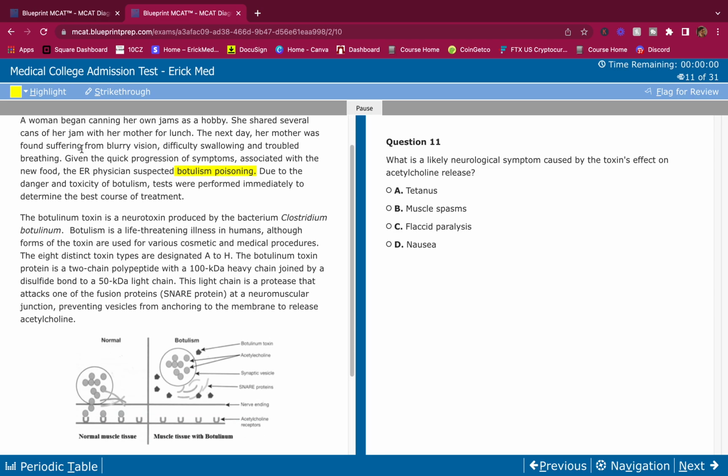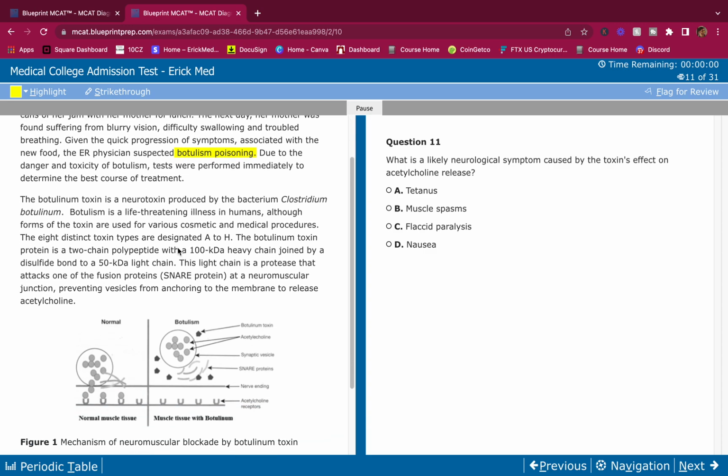Okay, not much to highlight here for this passage. For this paragraph, it's pretty introductory, nothing too crazy.